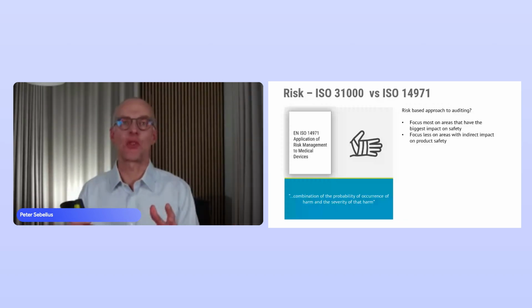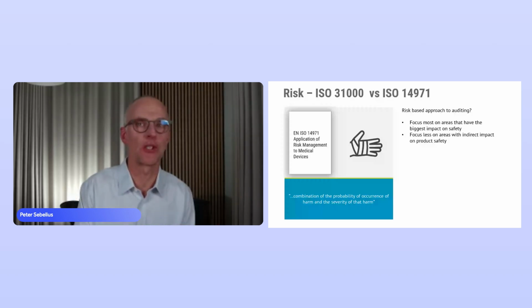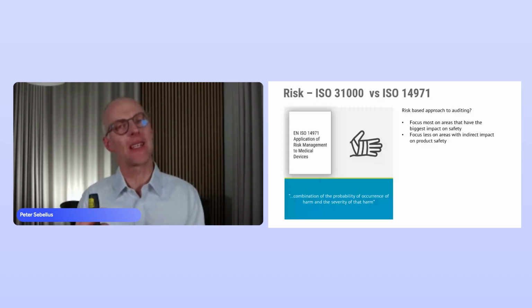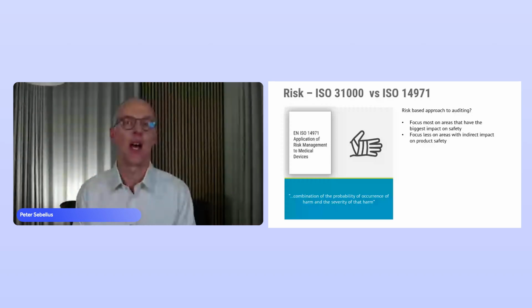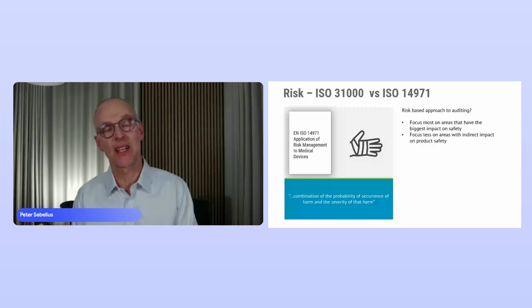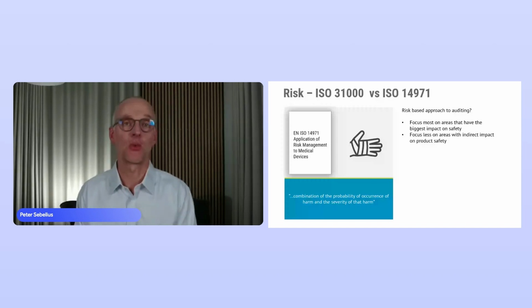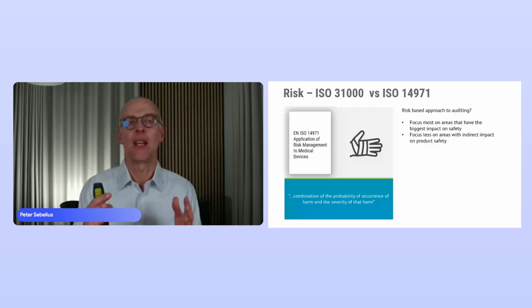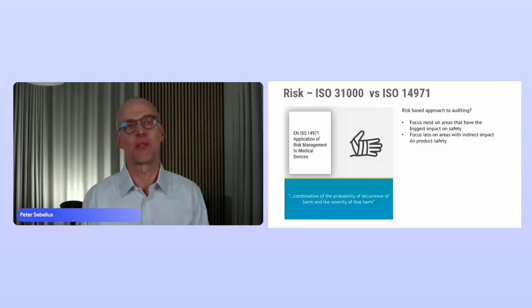Now, it's easy to think that you should spend more time or focus the audit on areas that would make the biggest impact on the safety of the device or for the patient. For example, production or product release, compared to areas that are only indirectly impacting product safety, for example, management review or document control. And sometimes that is correct, but it all comes down to the audit objectives.